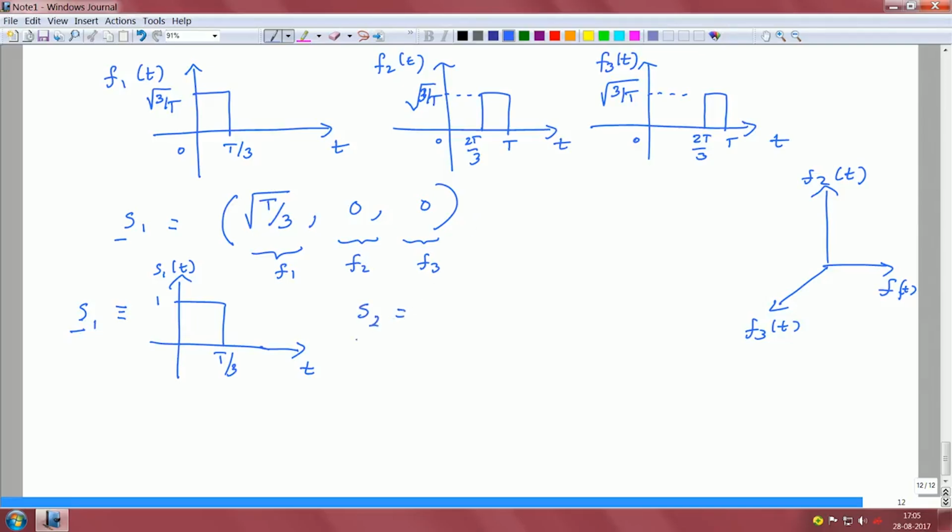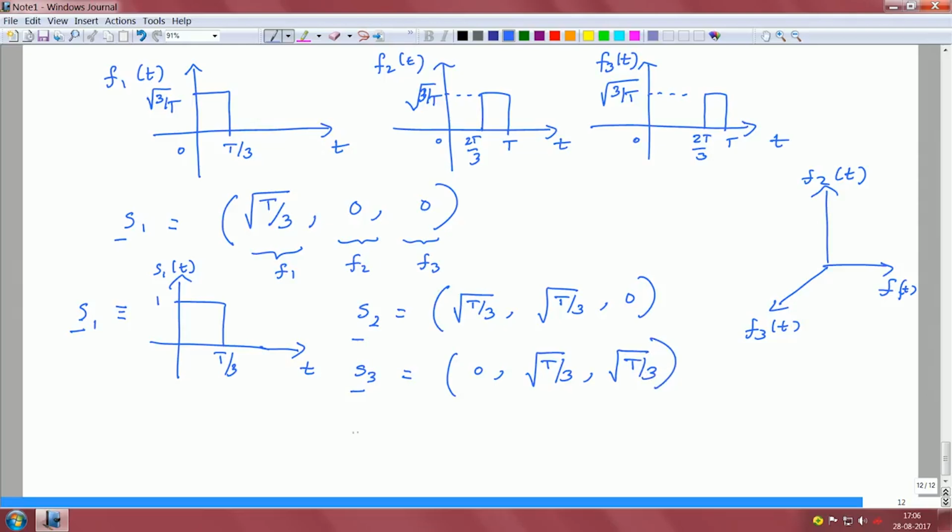So S2, this vector, is what? If we go through, we have from 0 to T by 3 and then from T by 3 to 2T by 3. So therefore, you have components from F1 and F2 as well, right. So therefore, you have a root T by 3, a root T by 3, a 0. You can just do this and convince yourself. S3 is basically 0, root T by 3, root T by 3, and S4 has all these components.